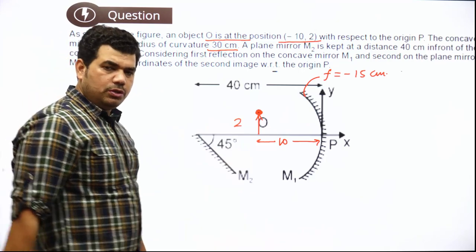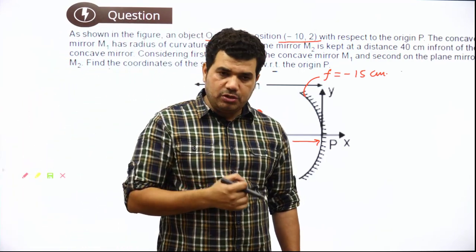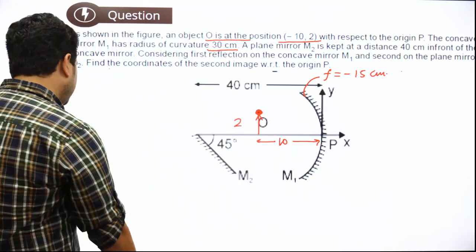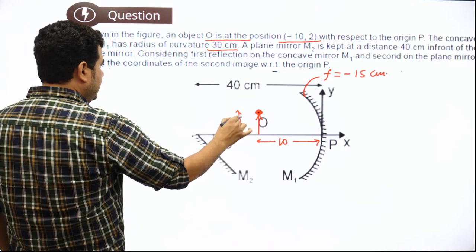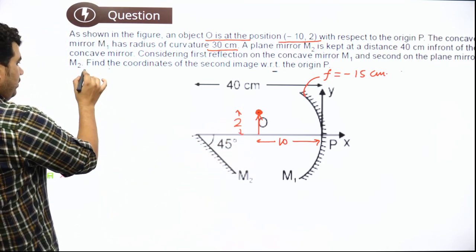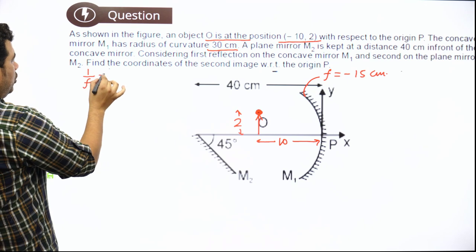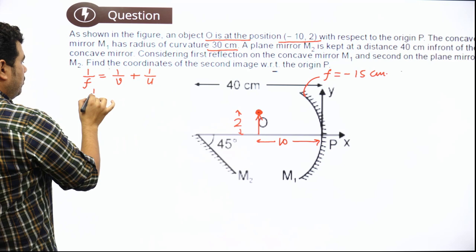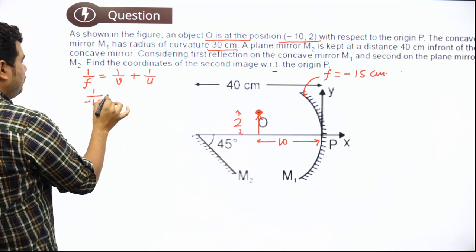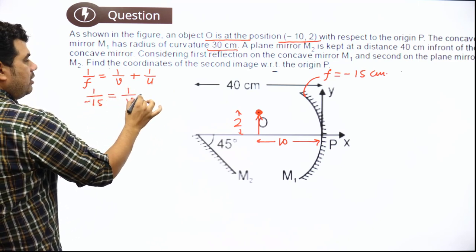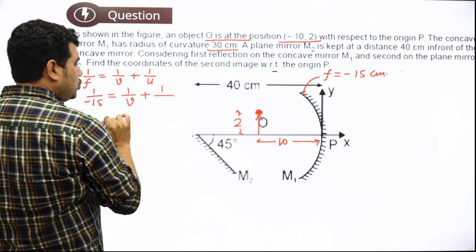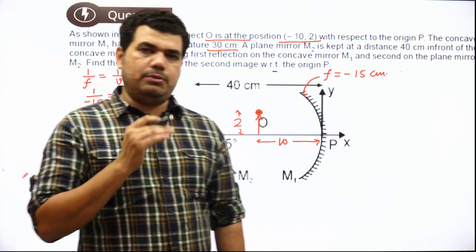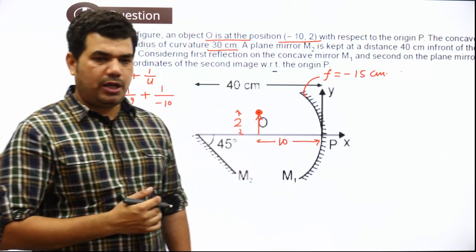So what we have to do? We have to find the image first with the help of the concave mirror. My dear students, you can see the height given is 2. Now you can solve it by the formula 1 upon F is equal to 1 upon V plus 1 upon U. 1 upon F is minus 15, equal to 1 upon V, which we have to find, plus 1 upon U. U is minus 10. Got my point? We are putting the value of U with sign, and the value of F with sign.